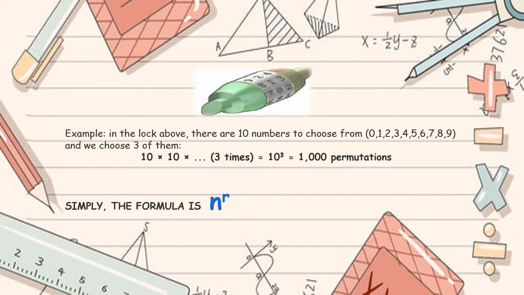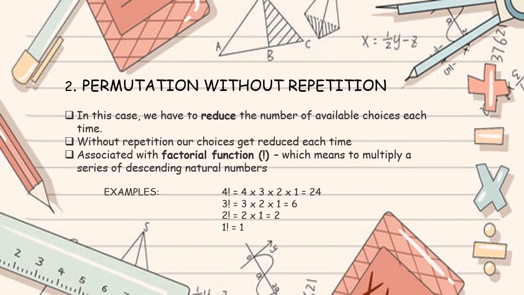Example: in the lock above, there are 10 numbers to choose from, which is 0 up to 9, and we choose 3 of them, so we have 10 times 10 times 10, which is 10 to the power of 3, which is equal to 1000 permutations. And simply, the formula is n to the power of r.